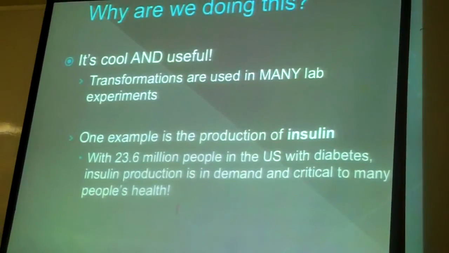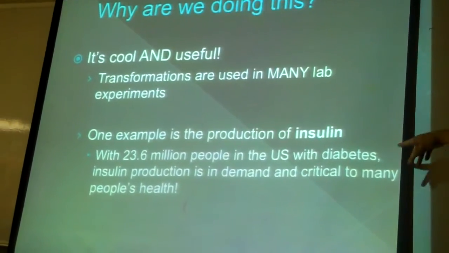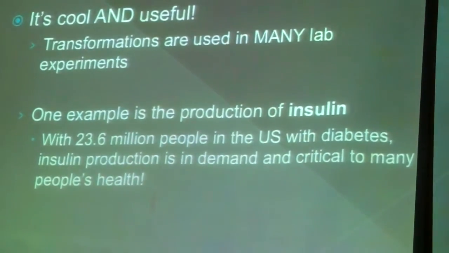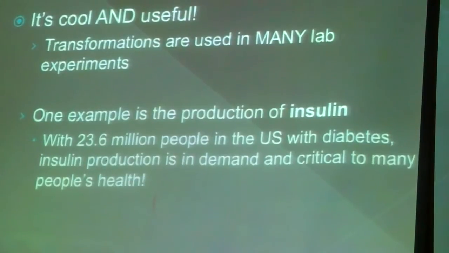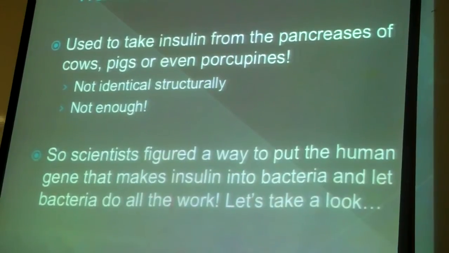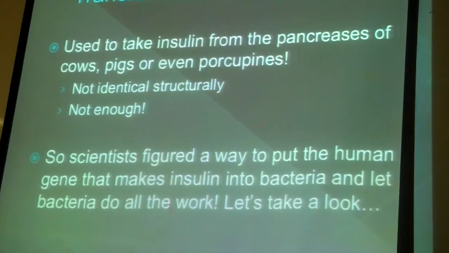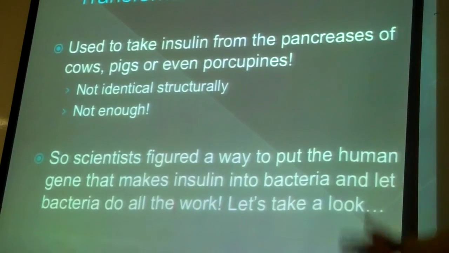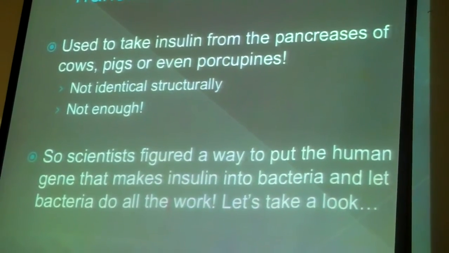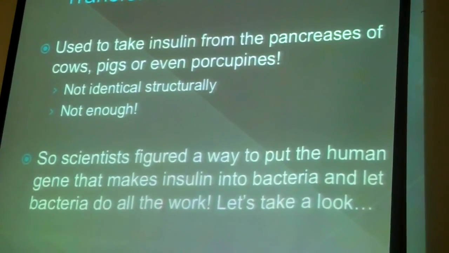Why are we doing this? It's cool and it's useful. Obviously, I'm going to say it's cool. Transformations are used in many lab experiments. Remember my idea with insulin we talked about? We talked about diabetes. So this is used to synthetically produce it, because it's an epidemic we have in this country. Not enough, not identically structured. On your test, you could have an allergic reaction if you got insulin from a pig or a horse or a cow, some type of mammal with four legs that we used to get insulin from. So we put it back in the human. Instead of getting it that way, we now make it synthetically through transformation.